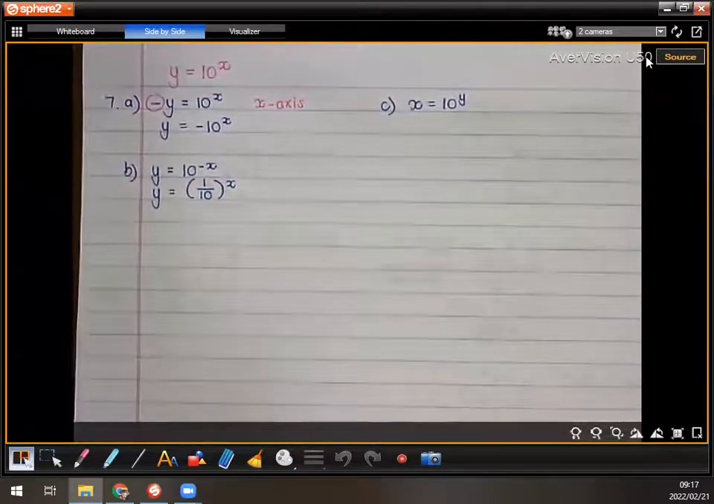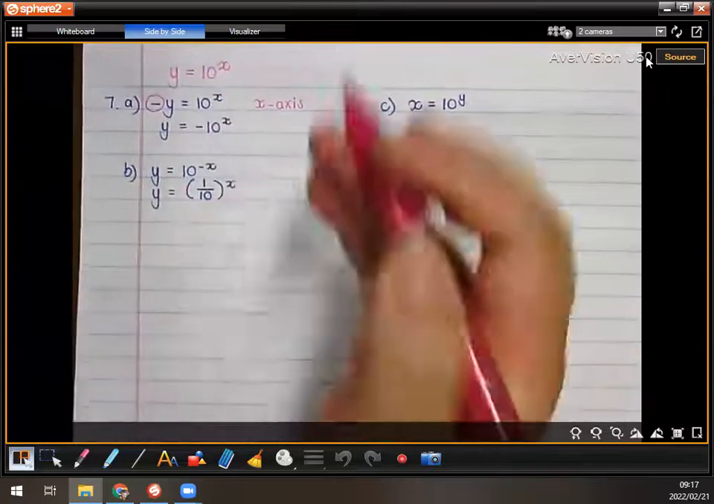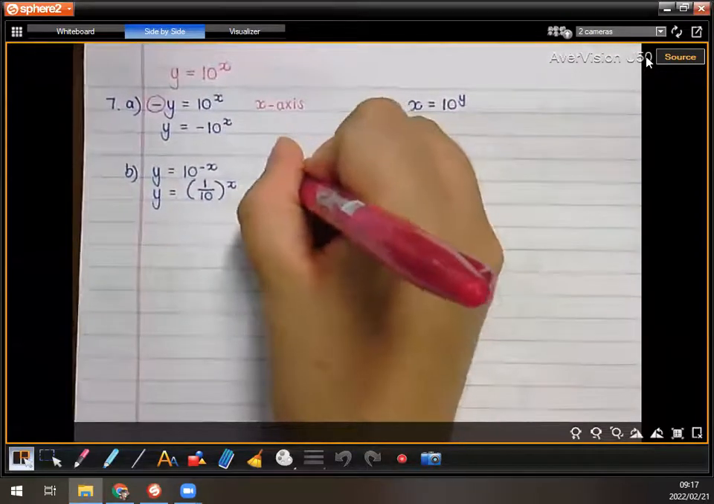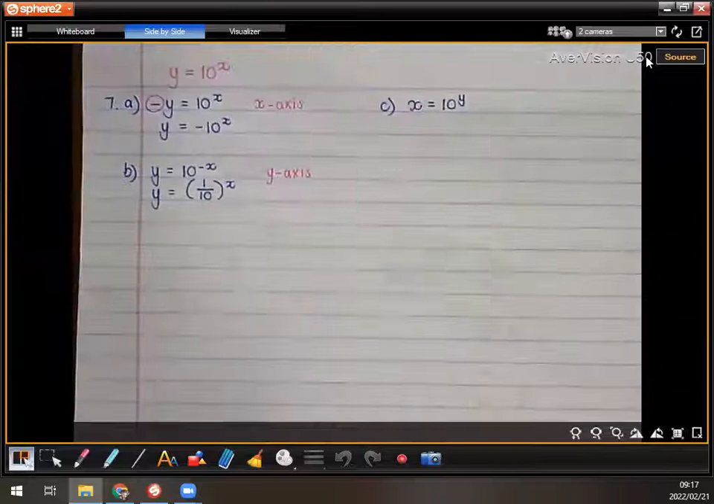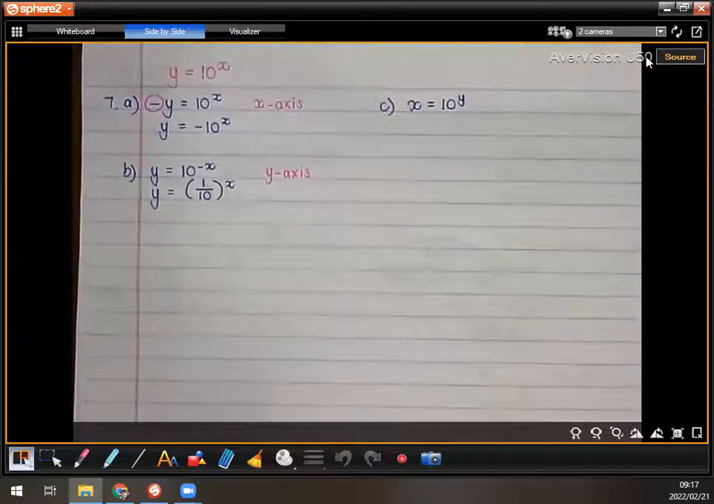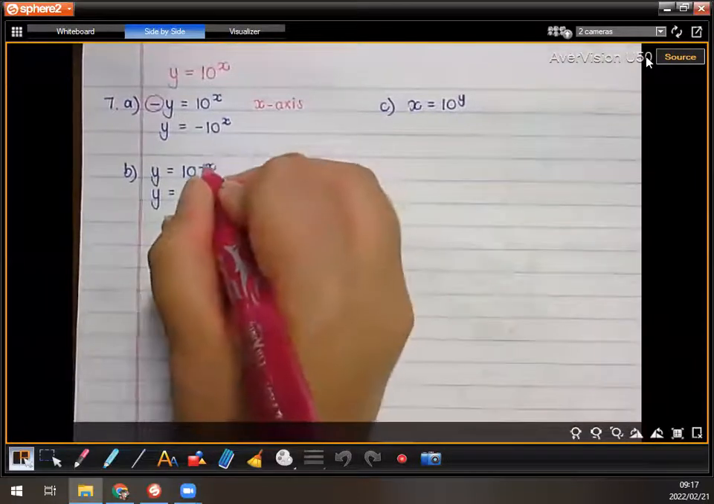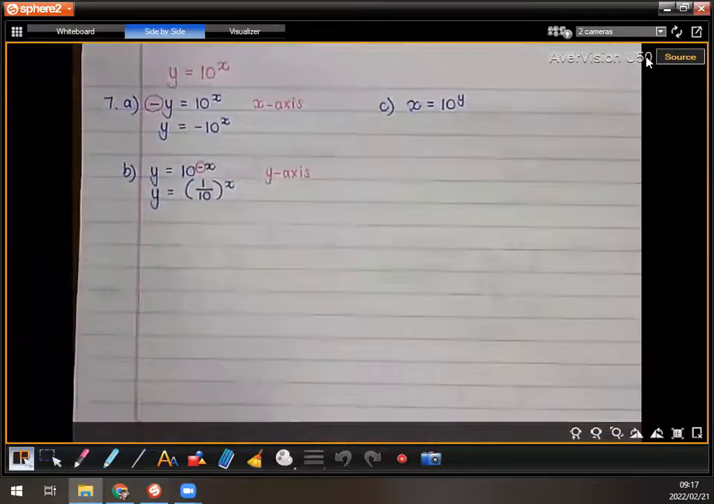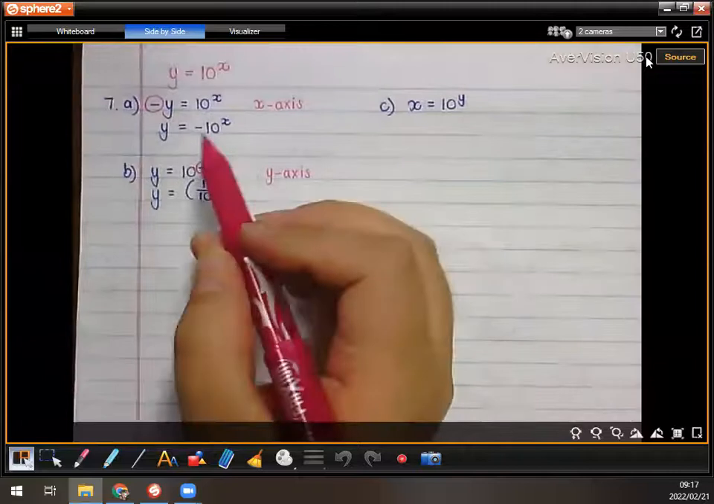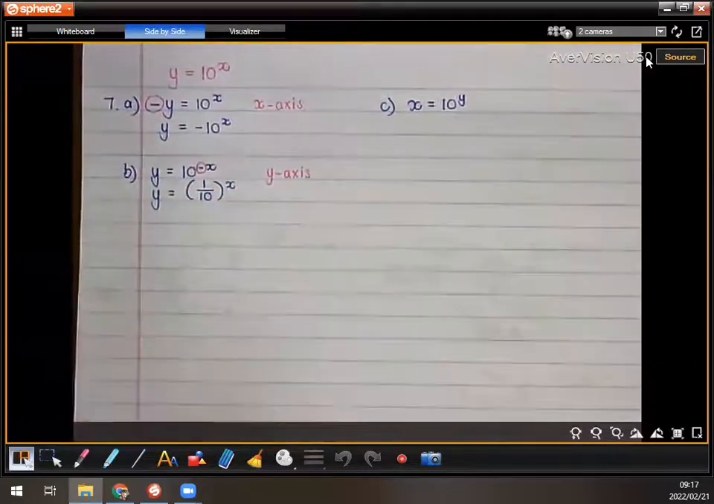The next one was saying that this equation you are reflecting in the y-axis. And guys, you need to be able to do these reflections quite quickly. All right, you have to memorize these things. So reflection in the y-axis, the sign of x changes. All right, so that then becomes 1 over 10 to the x.